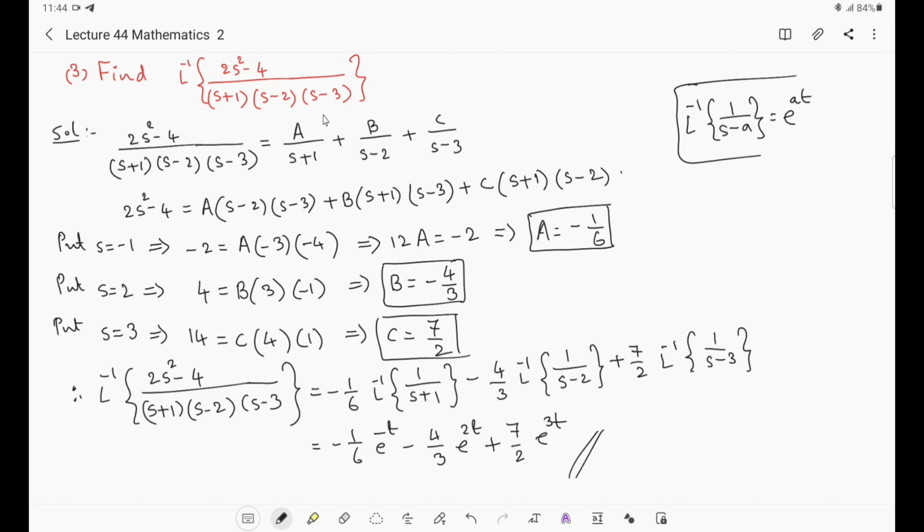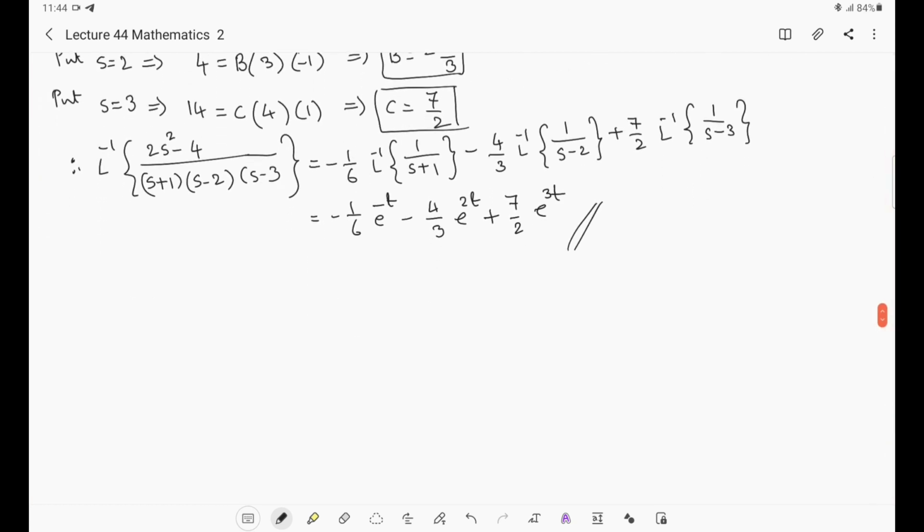In this regard, I am going to give one homework problem, which is the fourth one. Find the Laplace inverse of (7s minus 11) by (s plus 1) into (s minus 2) whole square. Right, this problem you take as homework. Now I am going to give a hint for this.